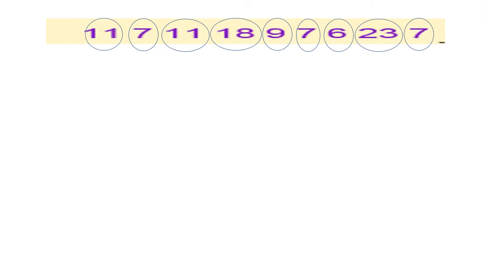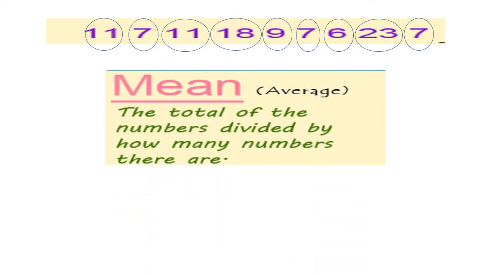Another example. If I have the given data 11, 7, 11, 18, 9, 7, 6, 23, and 7, and I wanted to find the mean, which is the average. As we said before, it's the total of the values divided by the number of the values, or how many values I have. Let's count them: 1, 2, 3, 4, 5, 6, 7, 8, 9. So I have 9 values.